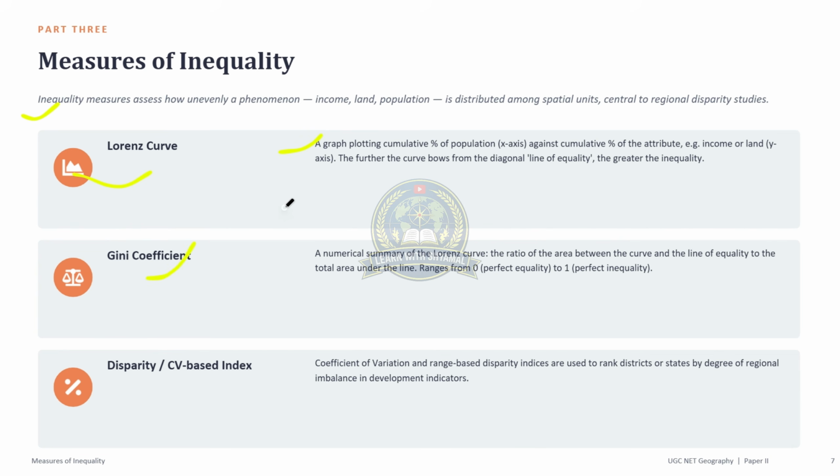Similarly, Gini coefficient: a numerical summary of the Lorenz curve, the ratio of the area between the curve and the line of equality to the total area under the line. It ranges from 0, perfect equality, to 1, perfect inequality. Disparity and CV-based index: coefficient of variation and range-based disparity indices are used to rank districts or states by degree of regional imbalance in development indicators.